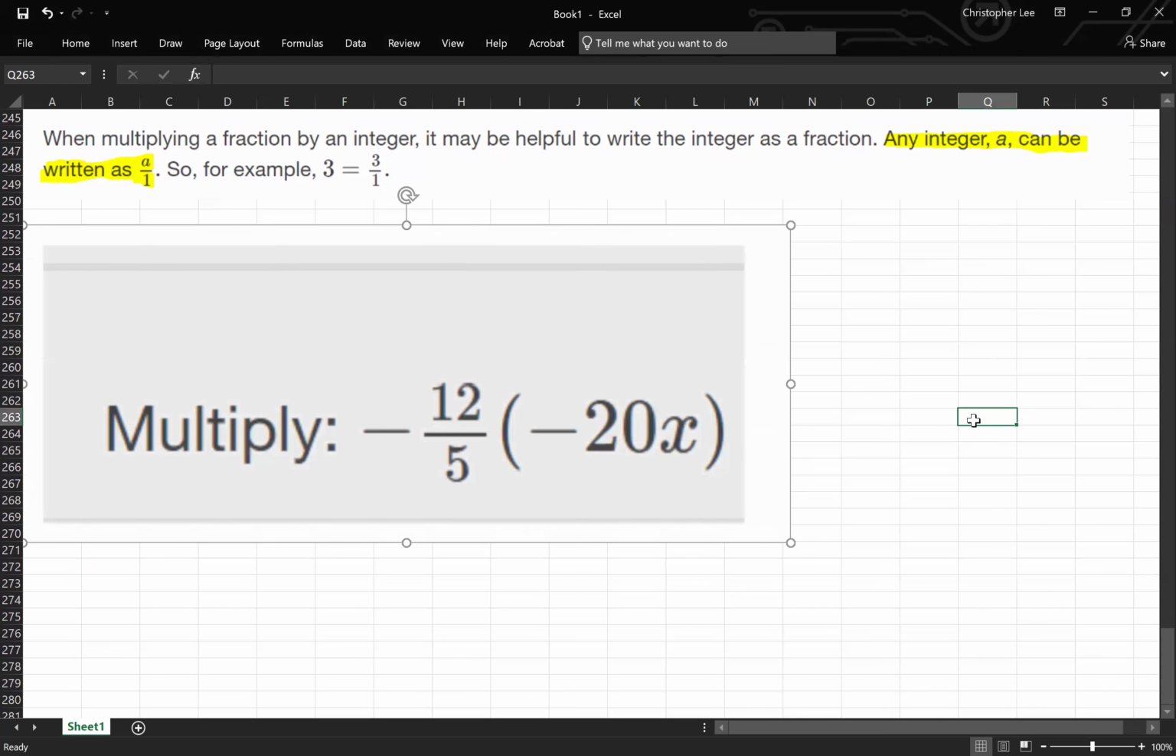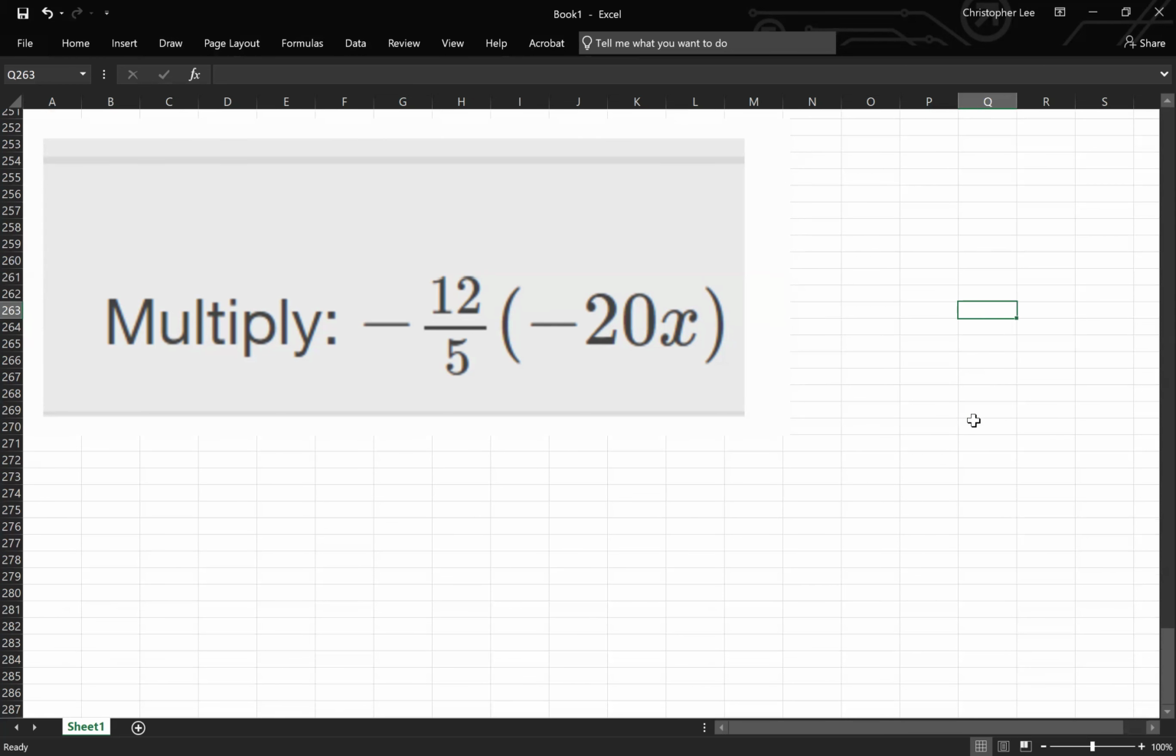All right, so here's an example, right? I have negative 12 over 5 times negative 20x, right? And the goal here is I want to multiply these. Now you see that negative 20x, it's like a whole number. Put it over 1 and it becomes a fraction, and now you know how to multiply fractions, right? Numerator with numerator, denominator with denominator, and the question is done. So this is what I'm saying.